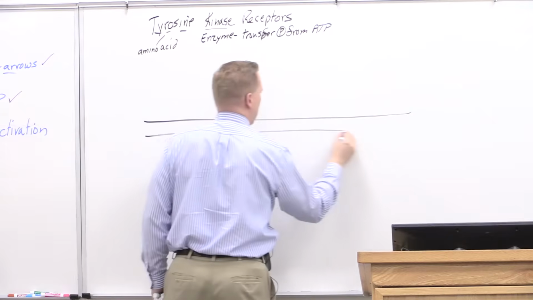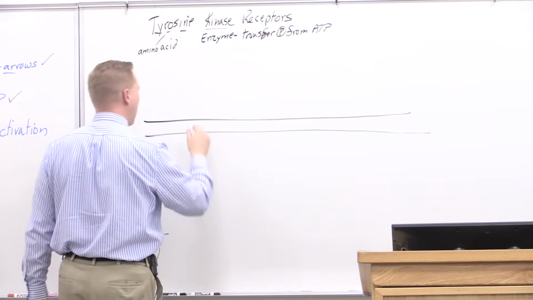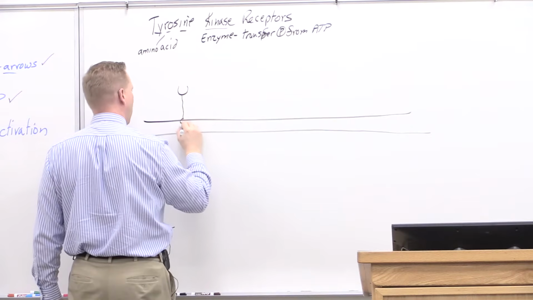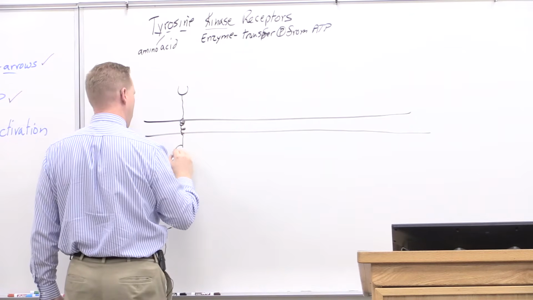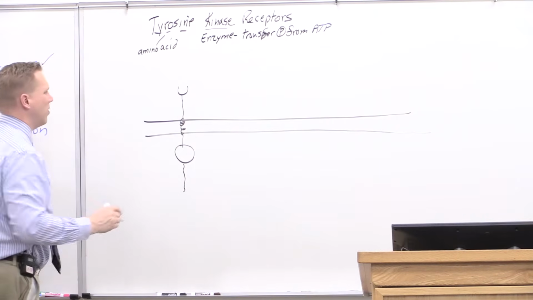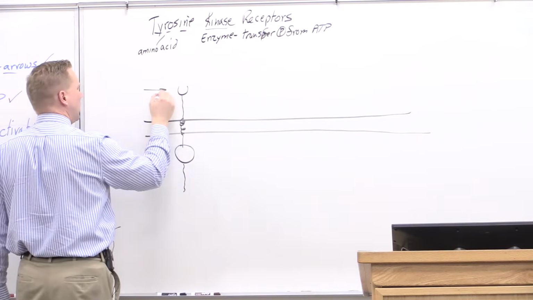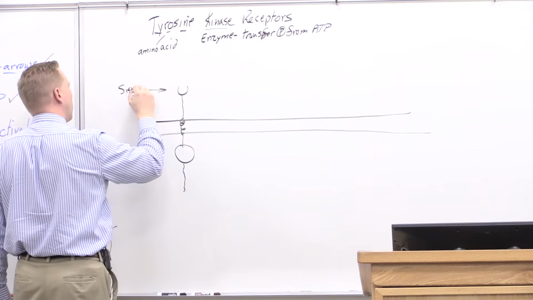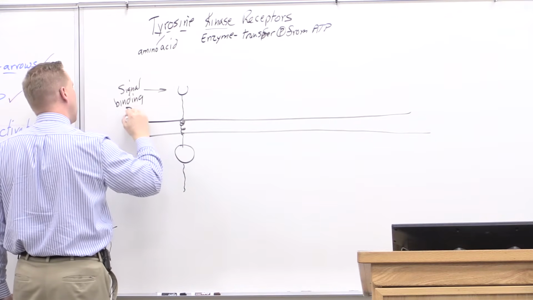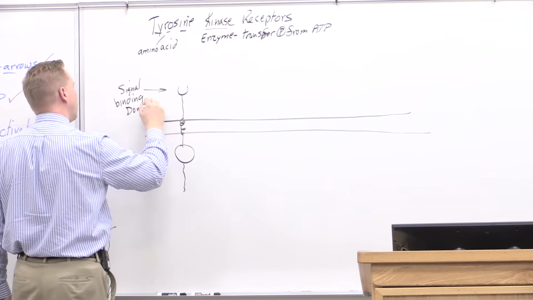So here's my membrane. And then I'm going to have a receptor. And here's the different parts. Up here I have my signal binding domain. A domain is just a part or a region of the protein.